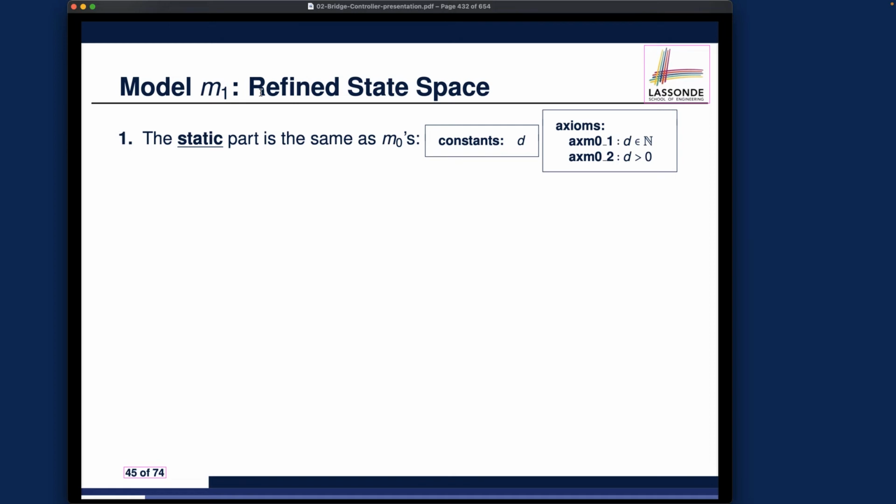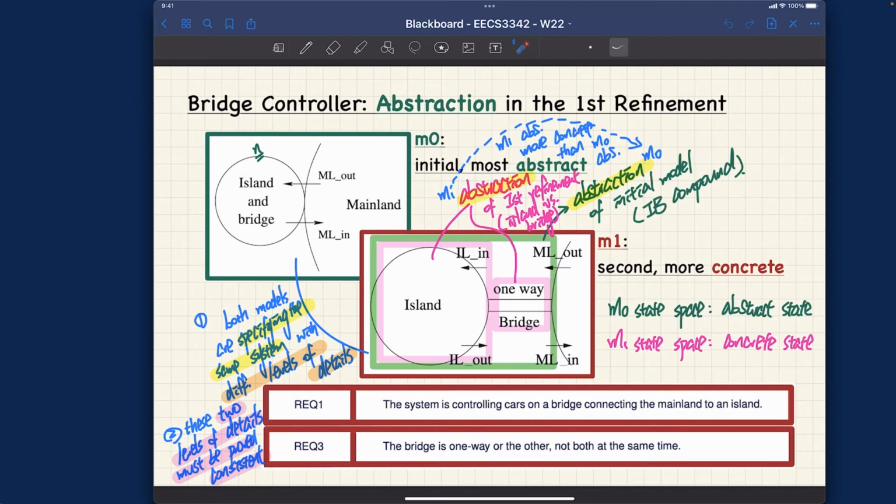So the static part, let me emphasize, is still going to use the maximum number of cars. You should think about any constant that we declare in the initial model: if it has to be used in the refined model, it has to be used in a consistent way, right? Let me tell you why. In the initial model, we're saying that the number of cars in this island and bridge compound should be upper bounded by D, right? That's something we said before. So think about this as being upper bounded by D over here.